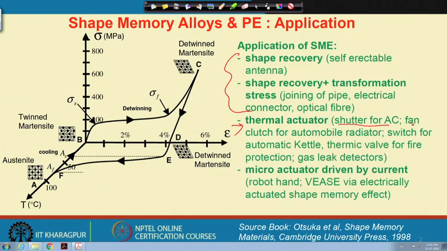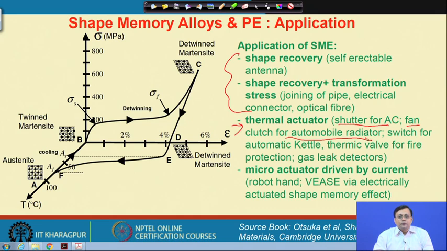Or maybe in an automobile radiator there is a cooling process where a fan rotates to cool the water or a coolant. In that case, when the coolant reaches a particular temperature, then the fan should automatically switch on, and after cooling, when it has reached a certain temperature which is well below the desired one, then automatically the fan will be switched off. This is the actuation system you need, and here we can use a shape memory alloy very well.